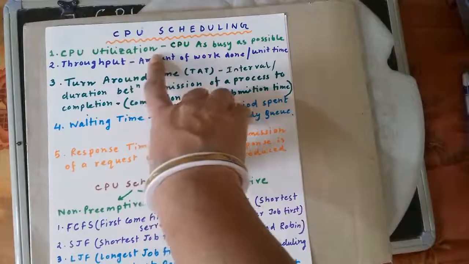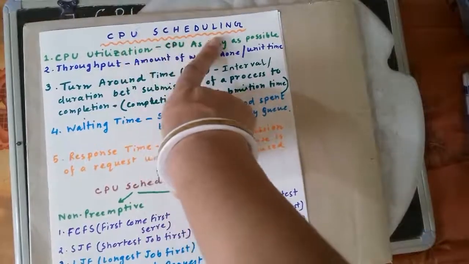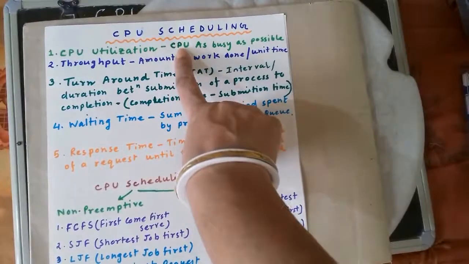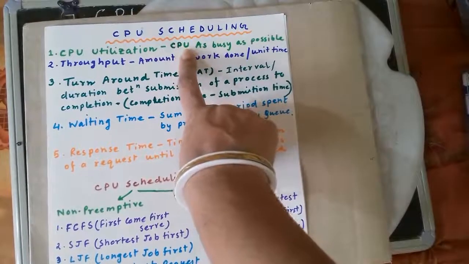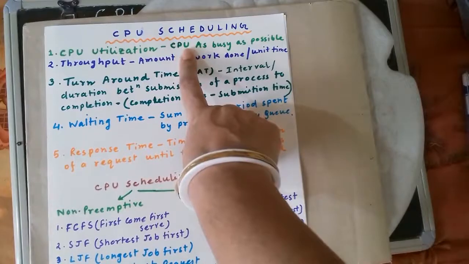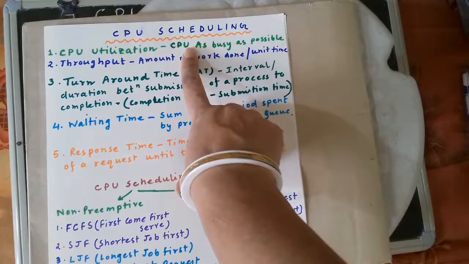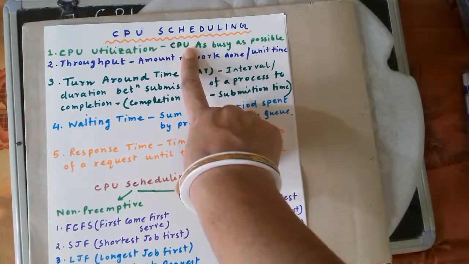So CPU utilization is actually the basis of CPU scheduling. In most systems we have one CPU or maybe 2 or 3 CPUs, so the CPU should be as busy as possible. We need to keep many processes ready in memory so that when the CPU executes one process, it can immediately shift to another process.